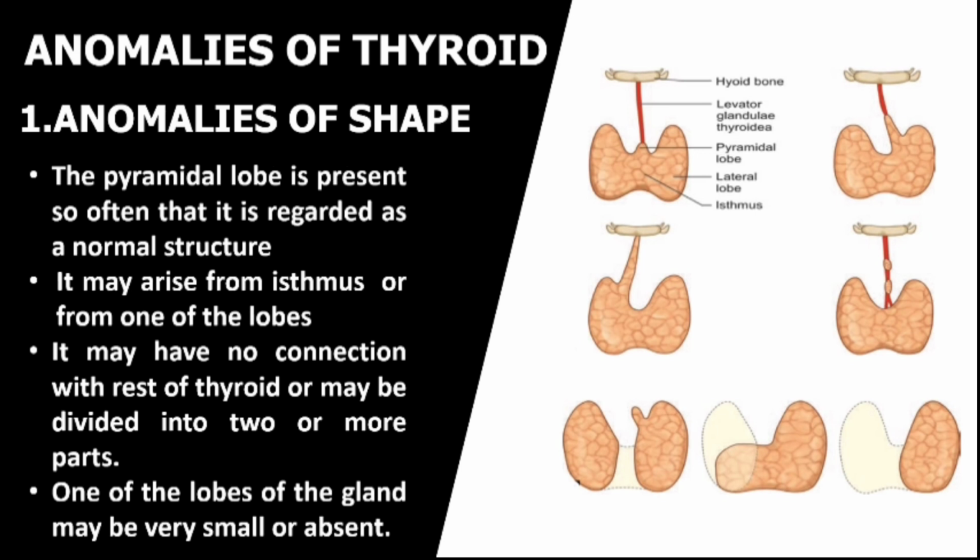Starting off, we have the anomalies related to the shape. The pyramidal lobe is a structure that is present so often that it is considered as a normal structure. So, it may arise either from the isthmus or from one of the lobes. It may have also lost its connection with the rest of the thyroid gland, or may be divided into 2 or more parts. The isthmus, that is the connection between the 2 lateral lobes, in some individuals might be absent, whereas in some individuals one of the lateral lobes may be absent. Thyroid hemiagenesis is commonly seen in the left lobe.